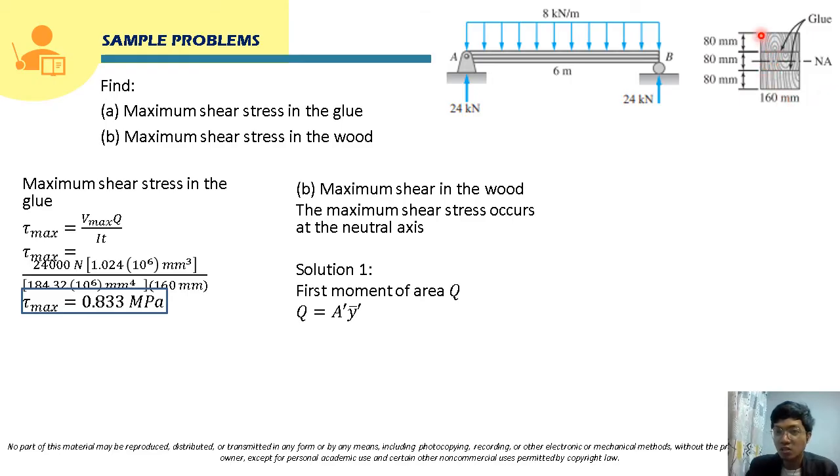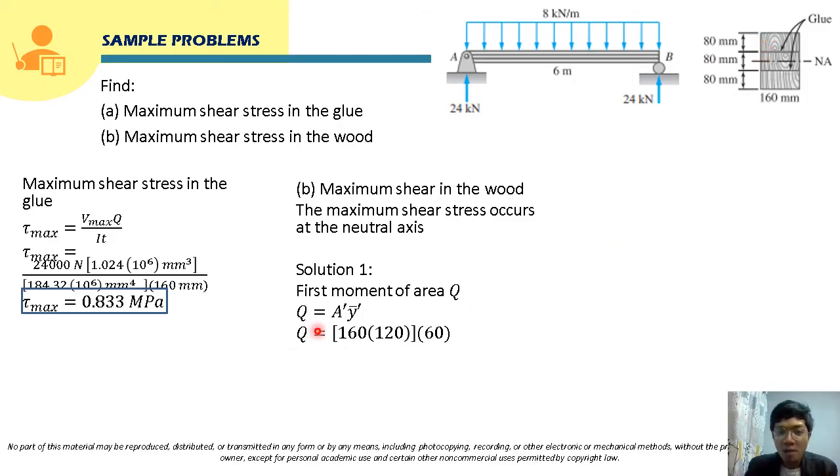So, let's say we consider this one, the portion above. This is the area we will consider. So, this will be A1, A prime. Our A prime is, the height is 80 plus 40, half of 80. So, 120, and then its base is still 160. So, that will be 160 times 120, the A prime.